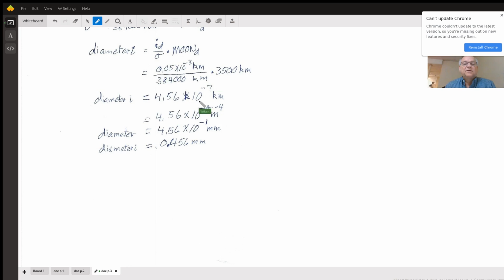We end up with 4.5 times 10 to the minus 7 kilometers. We end up with 4.56 times 10 to the minus 1 millimeters, or 0.456 millimeters in diameter. It's a very small image, but definitely it's something useful and something that could be seen.